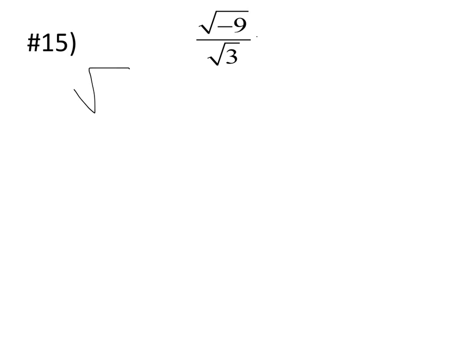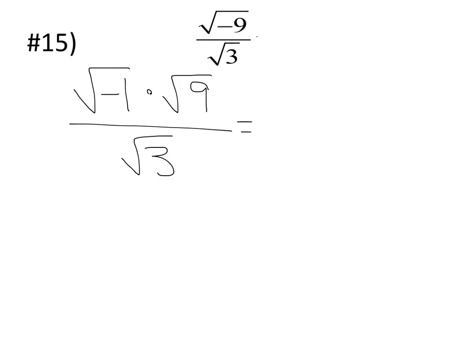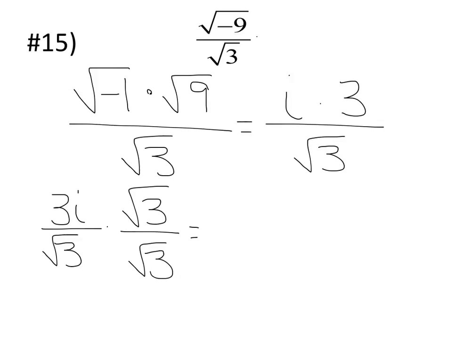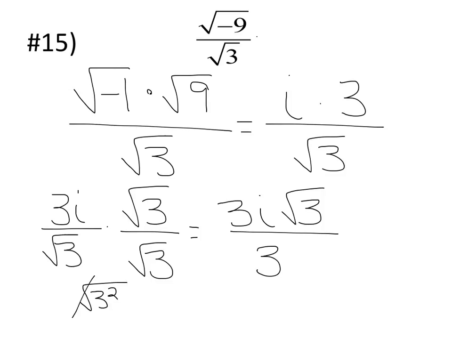So in our numerator, we're going to have the square root of negative 1 times the square root of 9 over the square root of 3, which we know the square root of negative 1 is i, and the square root of 9 is 3, over the square root of 3. So this gives us 3i over the square root of 3. However, you can't have a radical in your denominator, so we must rationalize the denominator by multiplying by square root of 3 over square root of 3. So we get 3i square root of 3 over 3, because remember, this is the square root of 3 squared, and those cancel. These 3's cancel, leaving you i square root of 3.